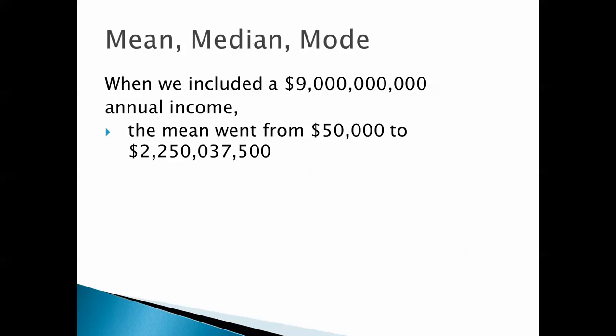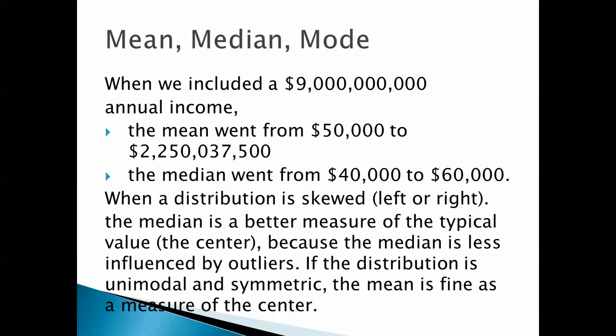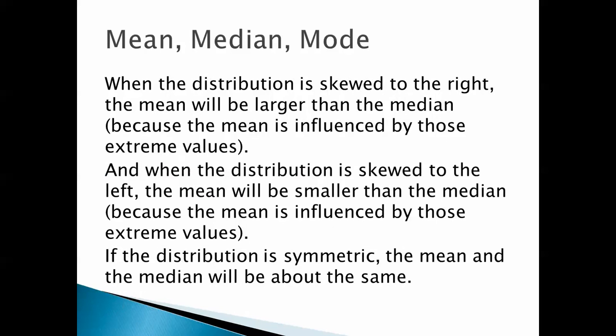When we included a $9 billion annual income, the mean skyrocketed from 50,000 to roughly $2,250 million, whereas the median went only from 40,000 to 60,000. So when a distribution is skewed left or right, like we talked about earlier, the median is a better measure of the typical value, the center, because the median is less influenced by outliers. If the distribution is unimodal and symmetric, the mean is fine. It's just dandy as a measure of the center.